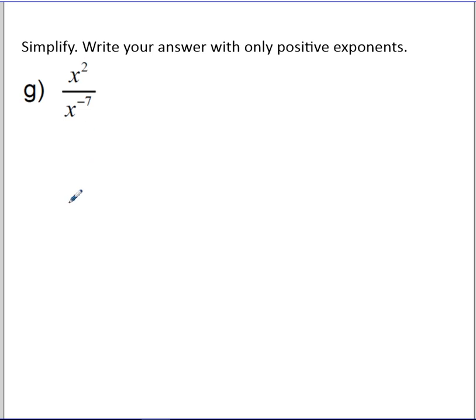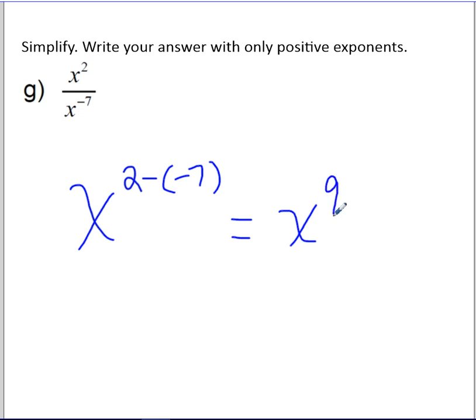Here's another division problem. And so we're subtracting. Remember, we're doing top exponent, subtract bottom exponent. So we have 2 subtract negative 7, which becomes 2 plus 7, which is positive 9. So we don't have to flip anything.